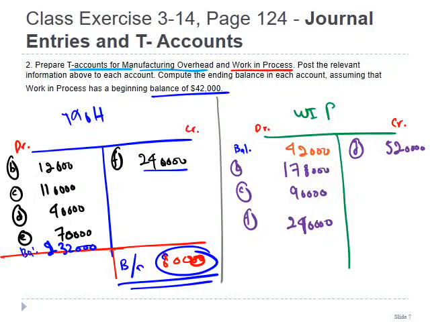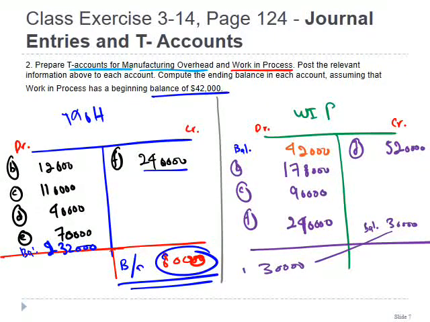And now let's solve this one. So here the balance would be 30,000. At the end, that balance will come to the debit side, and we start the next one like this. The next work in process ledger is going to be opened with the balance of 30,000.